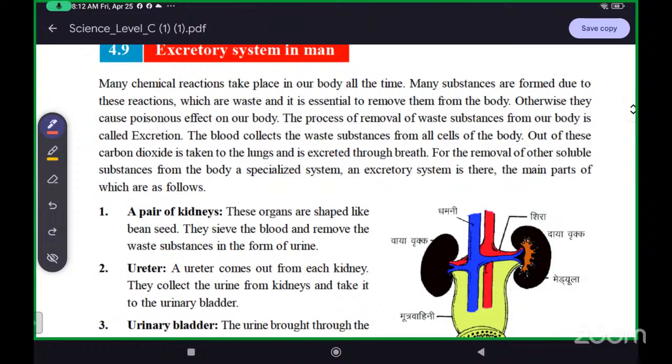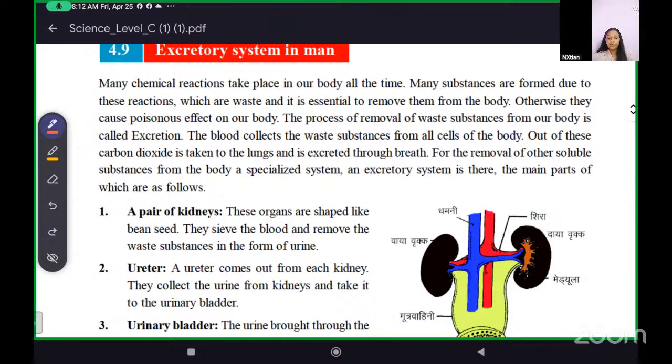The main parts of the excretory system are the kidneys. The kidneys are organs shaped like bean seeds. They sieve the blood and remove the waste substances in the form of urine. Then the ureter. The ureter is a pipe-like thing that comes out from each kidney.